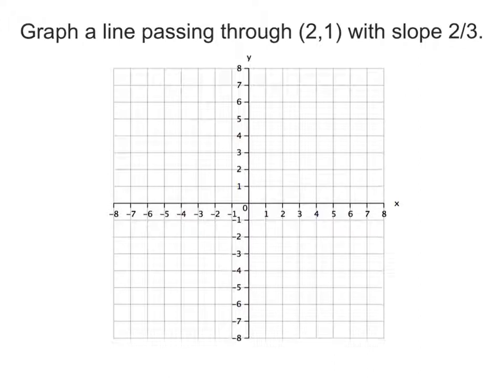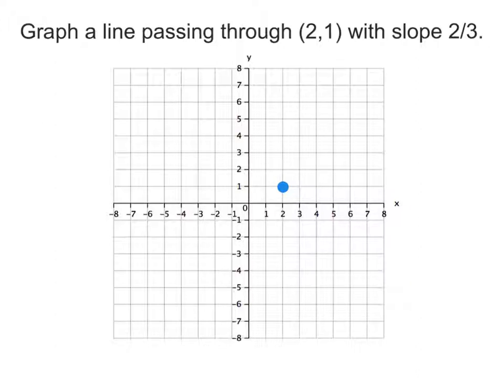You can also graph using a point and a slope, which is probably the best way to graph, and we'll be doing that a lot in the future. Start with your point though. It says we pass through the point 2, 1, so you go right 2 and up 1 and plot a point right there. And now it says with slope 2/3.